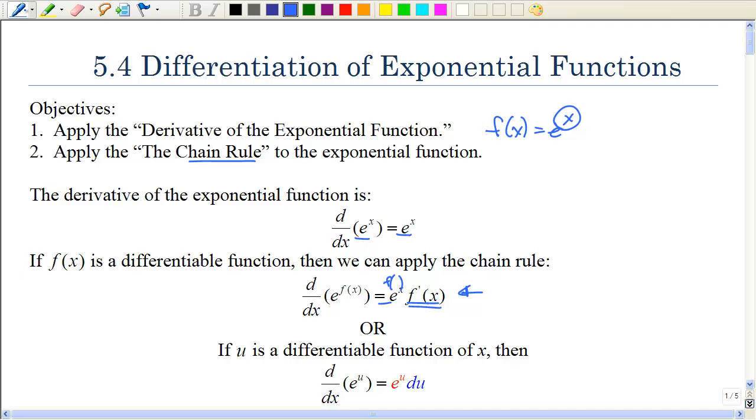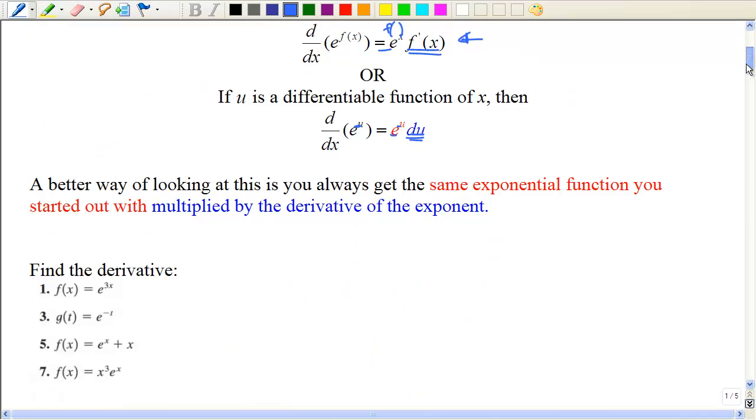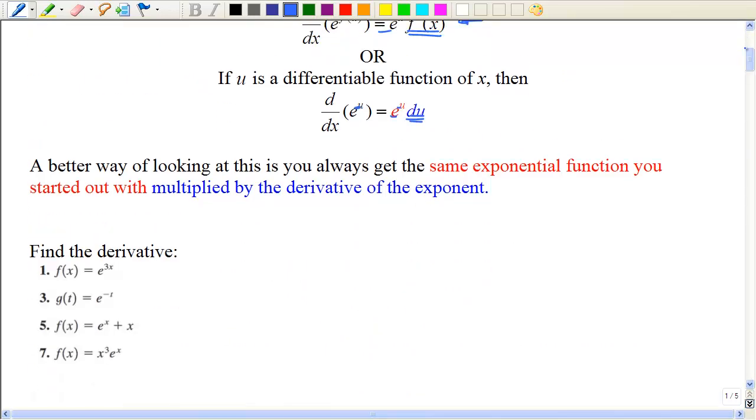I like to use a u substitution, and it says if you have e to the u power, you get back e to the u power times the derivative of u. In other words, you always get back the same exponential function you started out with, multiplied by the derivative of the exponent. That's what we're going to concentrate on in this lesson.